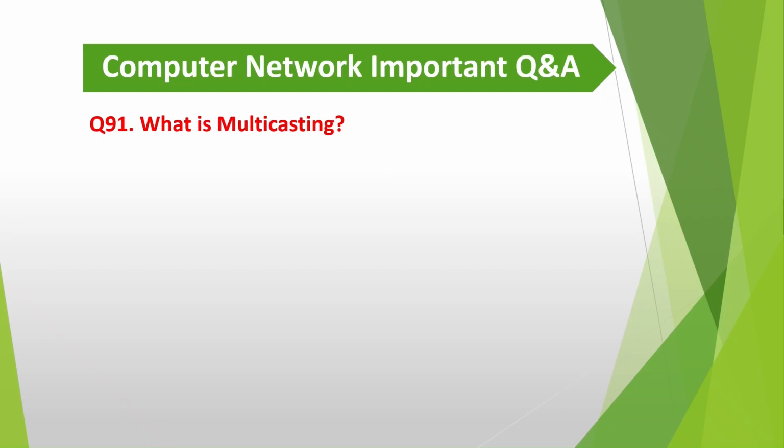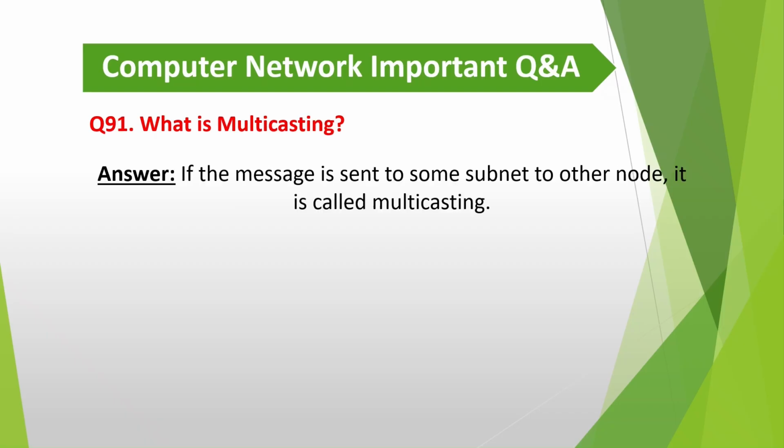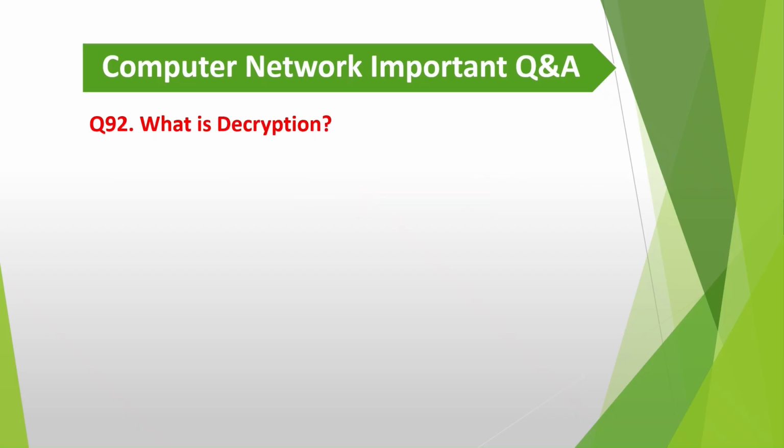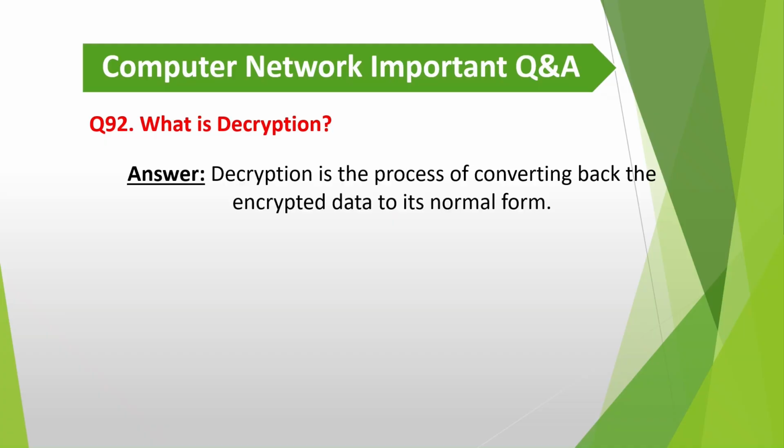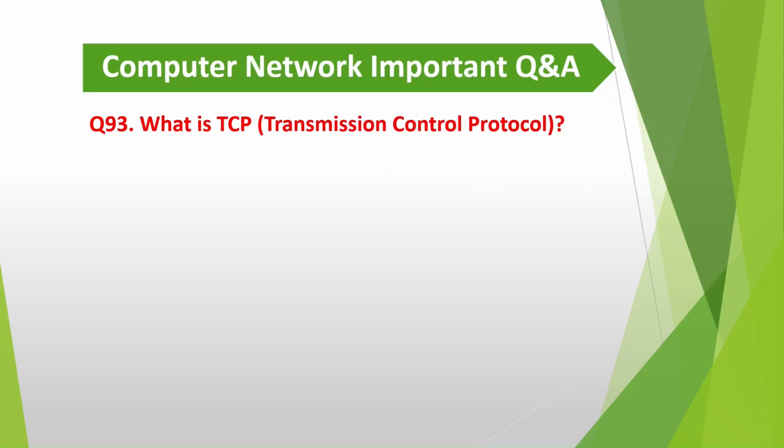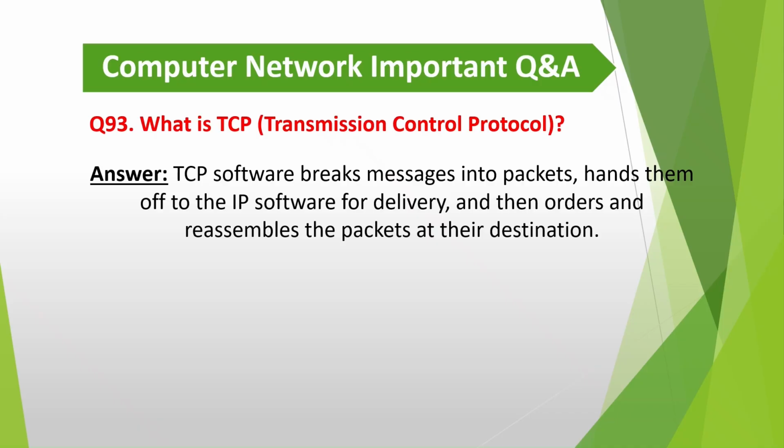Question 91. What is multicasting? Answer. If the message is sent to some subnet to other node, it is called multicasting. Question 92. What is decryption? Answer. Decryption is the process of converting back the encrypted data to its normal form. Question 93. What is TCP, Transmission Control Protocol? Answer. TCP software breaks messages into packets, hands them off to the IP software for delivery, and then orders and reassembles the packets at their destination.